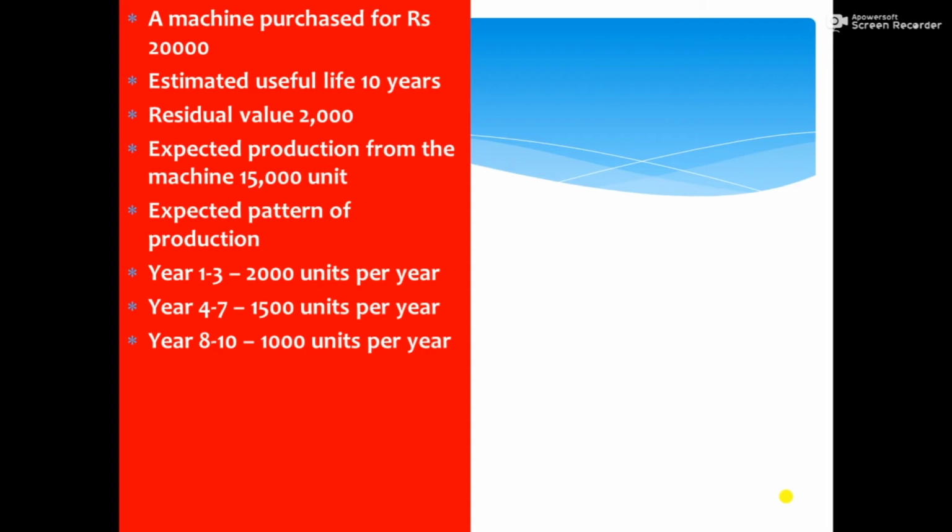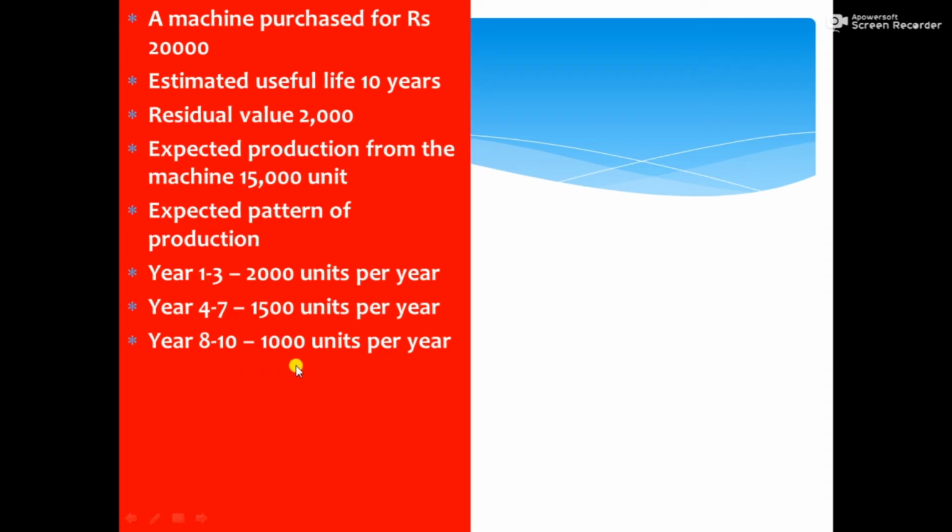The depreciable amount is 20,000 minus 2,000, so 18,000 is the depreciable amount. Your total estimated production is 15,000 units. The pattern of production is given: year 1, year 2, year 3, 2,000 units. Year 4, year 5, year 6, year 7, 1,500 each. Year 8, 9 and 10, 1,000 units each.